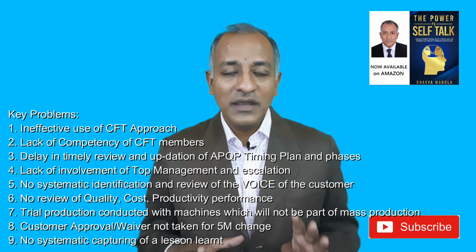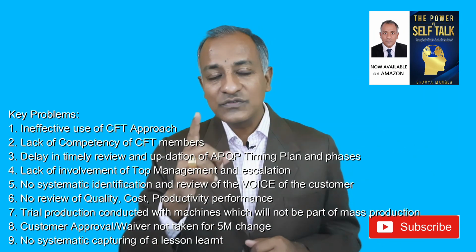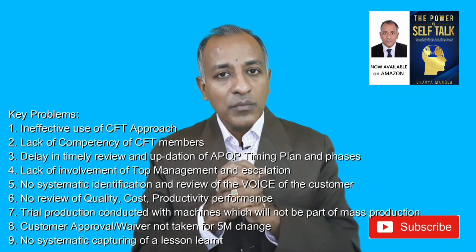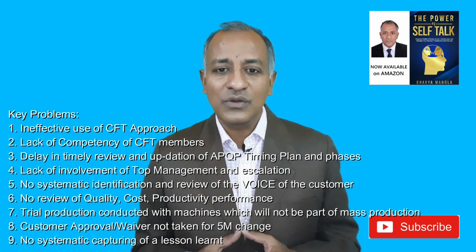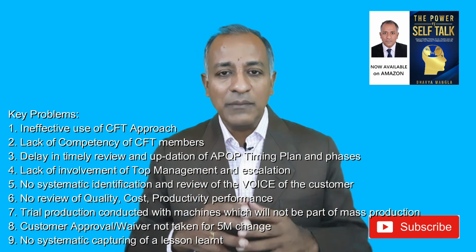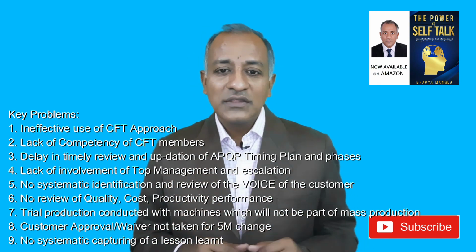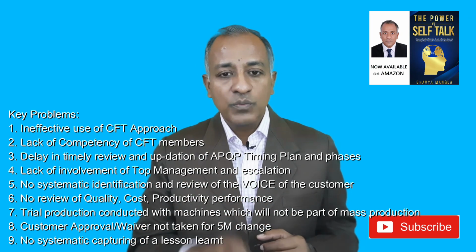So broadly, I talked about 9 key problems, even though there can be many more. The first one was with respect to the involvement of the cross-functional team. The second one was the competency of the cross-functional team. The third one was delay in reviewing the timing plan in different phases. The fourth one is the involvement of top management in the new product development process.